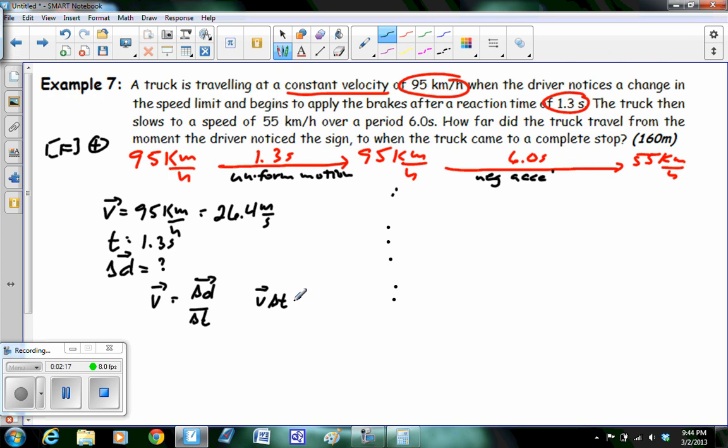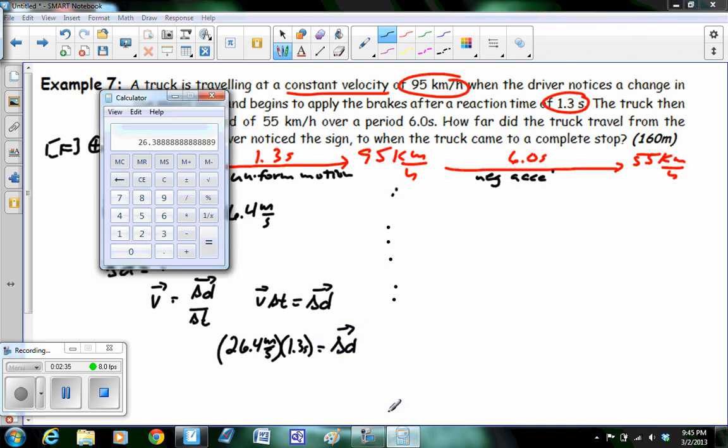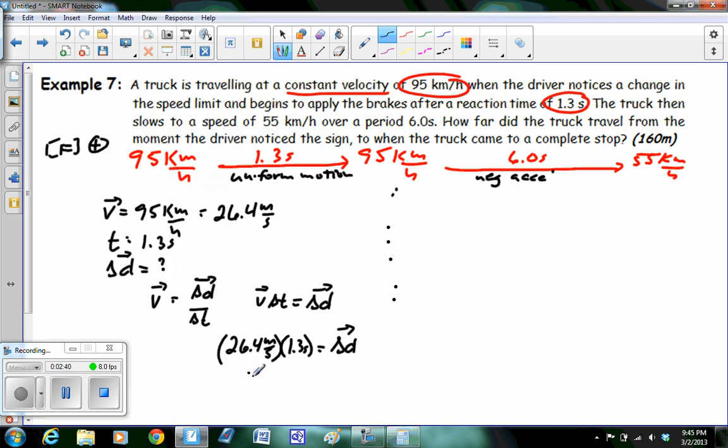So I'll bring that time over, cross multiply, plug some numbers in over here. So 26.4 meters per second, and we're traveling for 1.3 seconds. And that's going to give me my displacement. So let's see what that is. Times 1.3. So we travel 34.3 meters before the brakes are even applied. So that's why it's important to leave a little bit of space between you and the drivers in front of you so you can react appropriately.